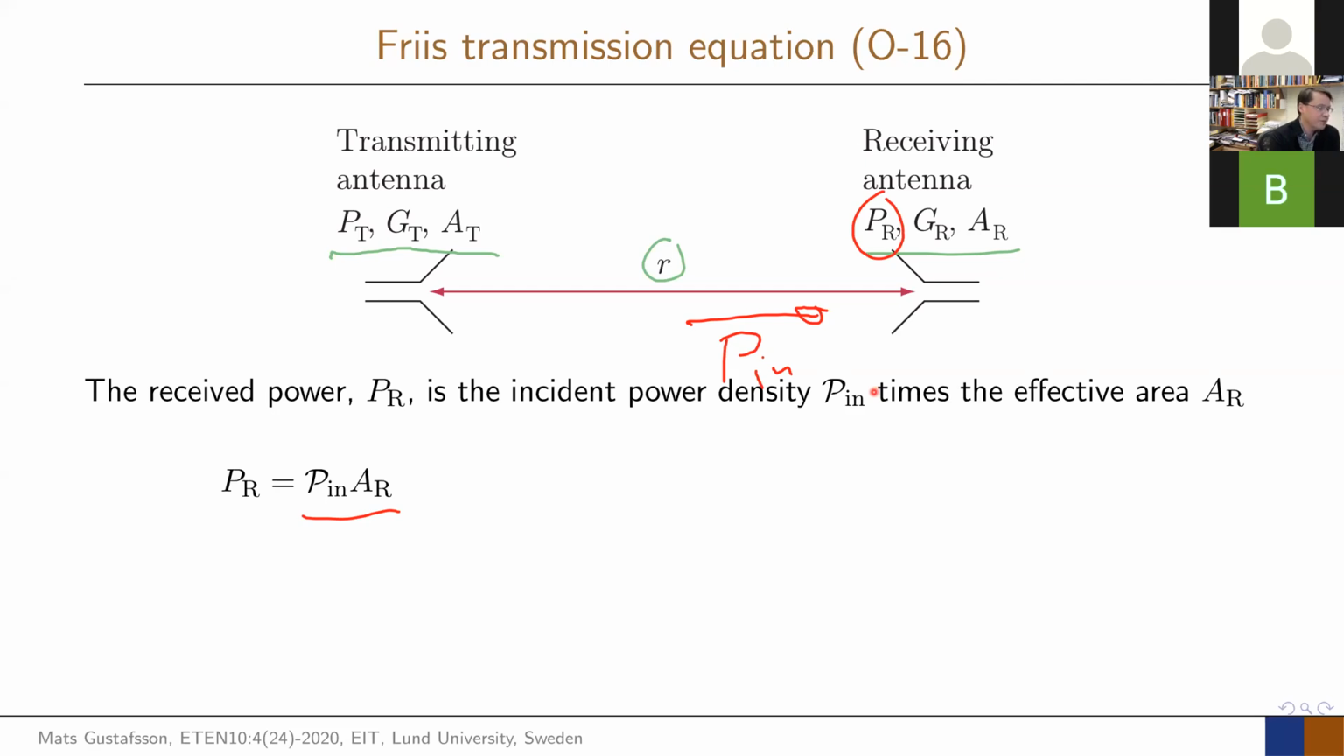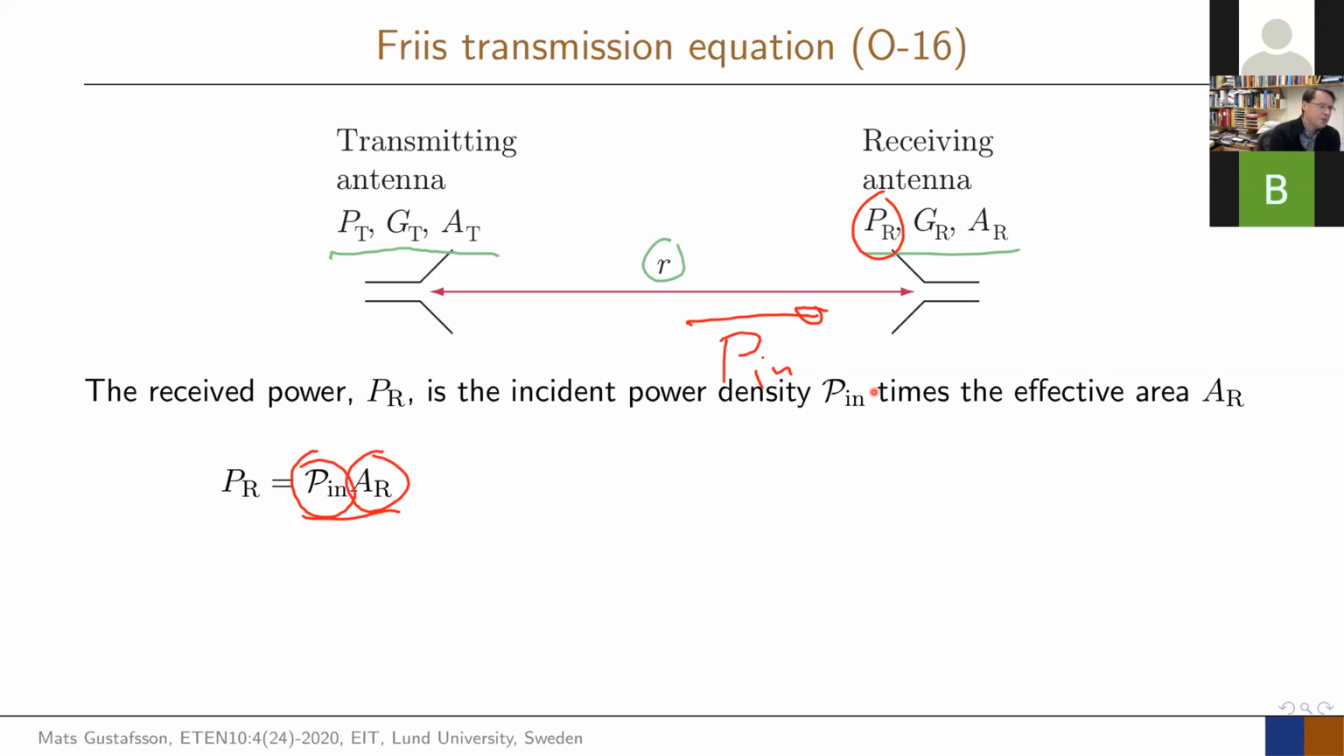That's the received power. And what I need to do afterwards is to rewrite these two quantities. So I need to rewrite what P_in is and what the effective area is. And by rewriting those, I have the Friis transmission equation. That is all there is in the Friis transmission equation.